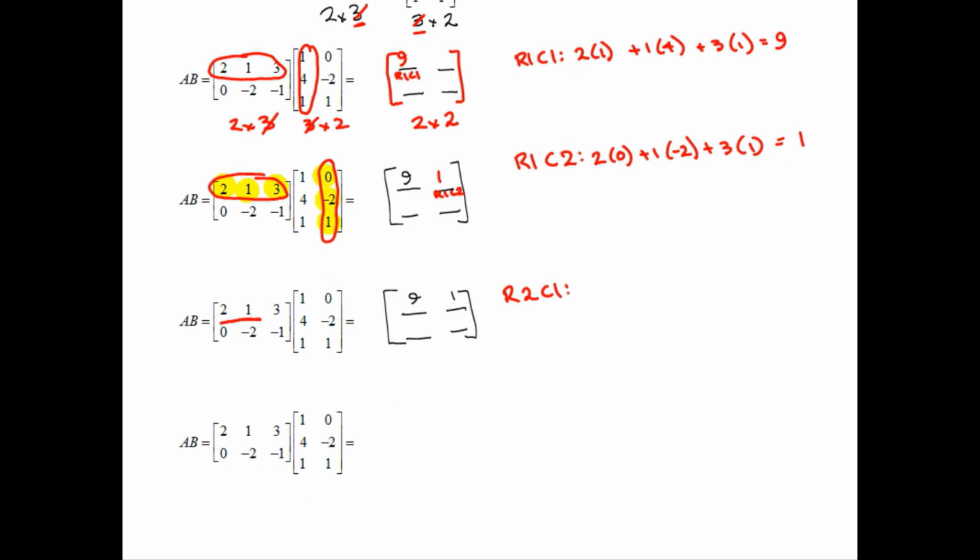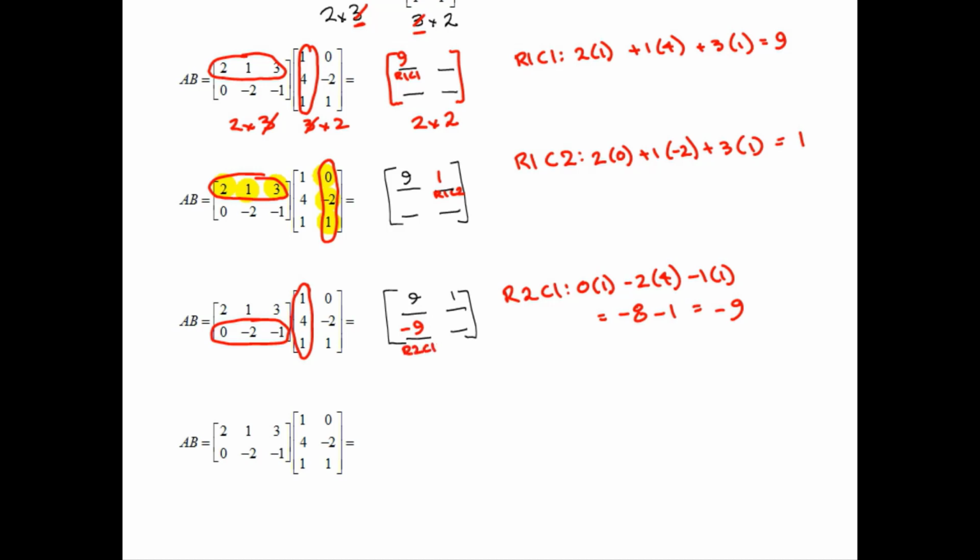Okay, so I circle row 2 here, and I circle column 1 here, and I multiply these two together. So that's going to give me 0 times 1 minus 2 times 4 minus 1 times 1. So negative 8. Sorry, couldn't add for a minute there. Negative 8 minus 1 gives me negative 9, which belongs right here. And that's my row 2, column 1.